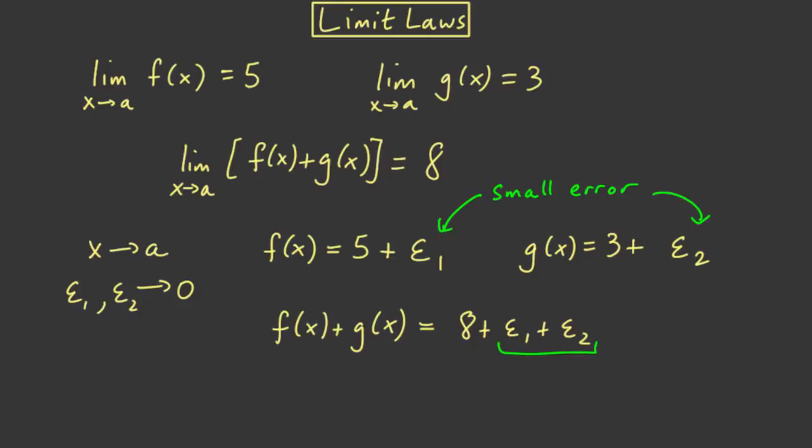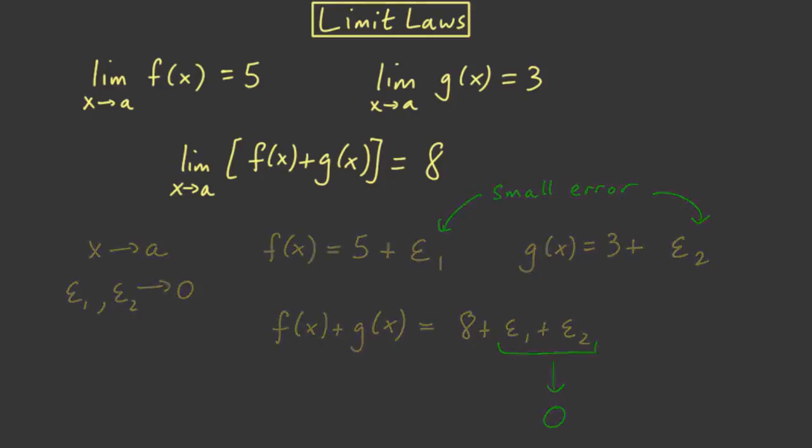But of course, both epsilon 1 and epsilon 2 are our small errors. They're getting really, really tiny as x gets close to a. So their sum is also going to get really small. And that means that this error goes to 0, and the limit of f plus g is going to be 8, just as I promised. And this works in general as well.